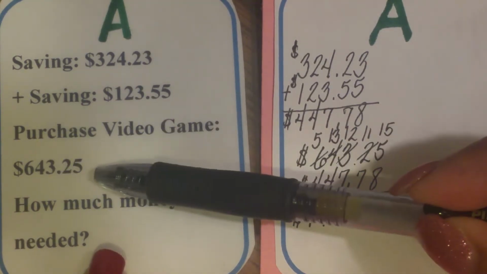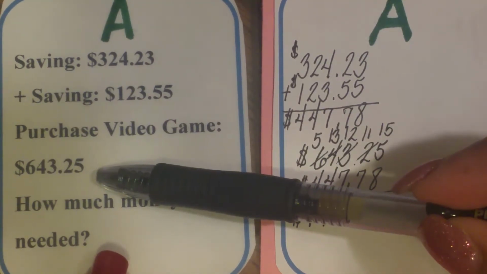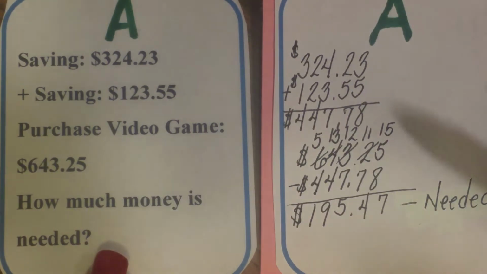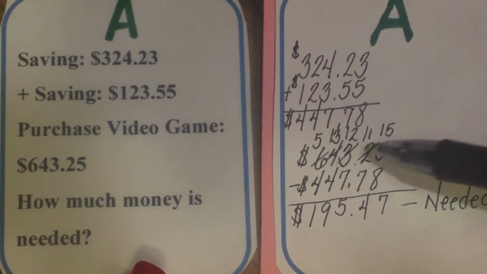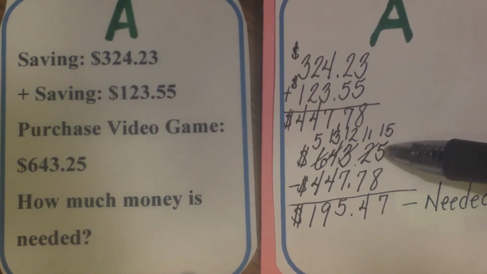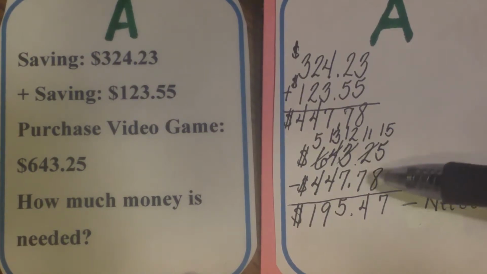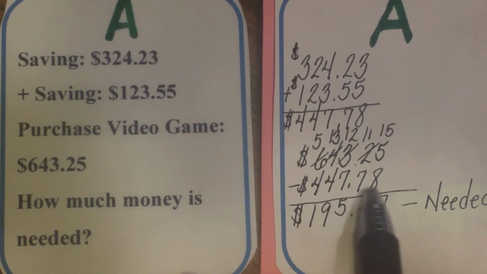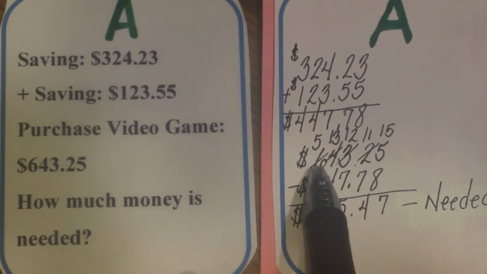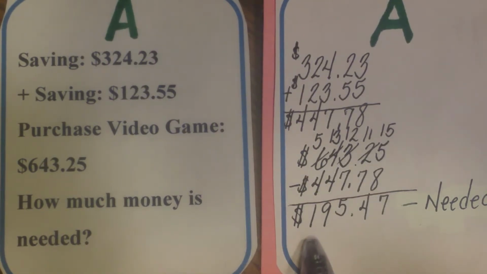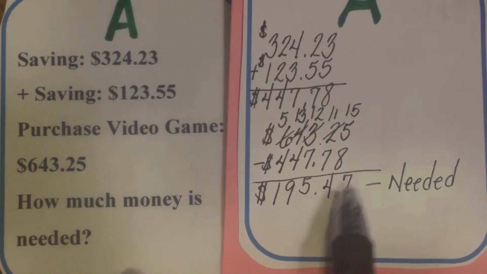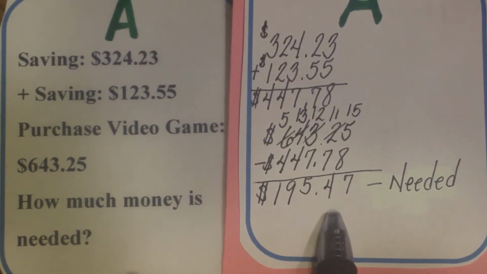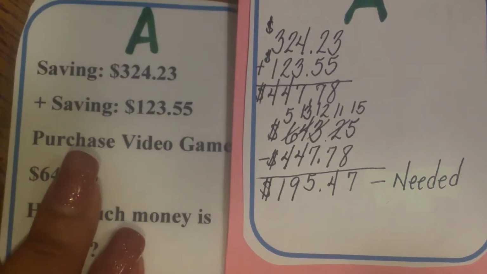This video game is $643.25. That's how much it is at the store. So we need to figure out how much more money this person needs. So we're subtracting $447.78 from $643.25, and our difference is $195.47. So if you got that answer, awesome. That's how much money this person needs in order to purchase the video game console.